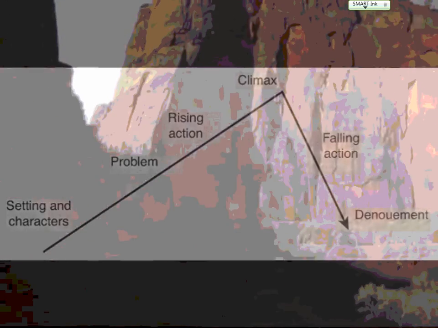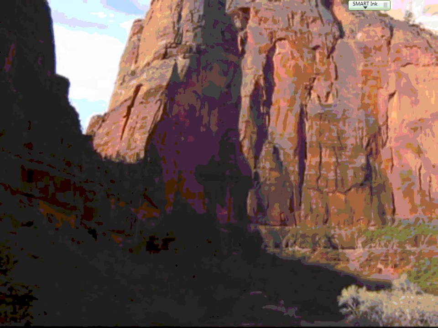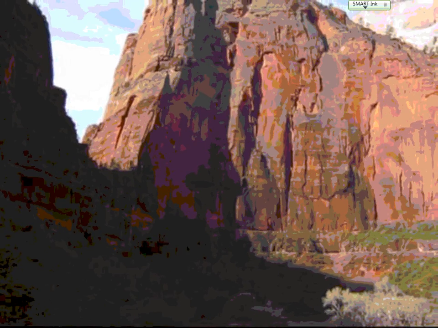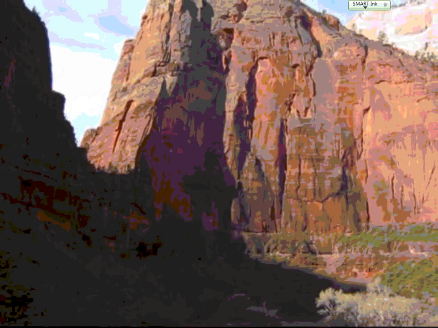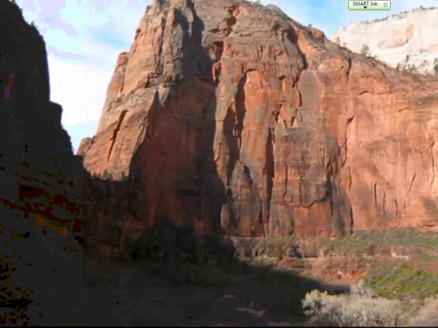Because the plot map looks a lot like a mountain, I like to think about plot as hiking a mountain. It helps me to visualize and remember the important parts of a plot. Here you see a picture of Angel's Landing. This will help us remember what important properties go into a plot.